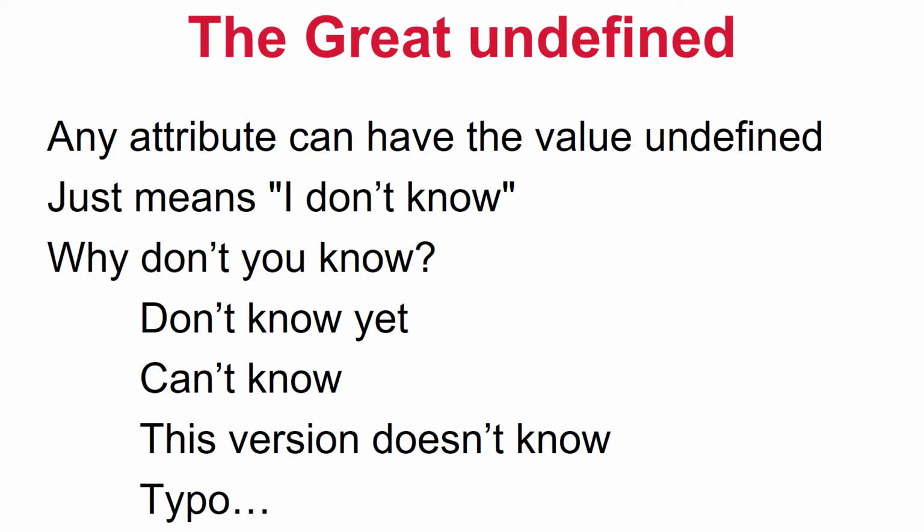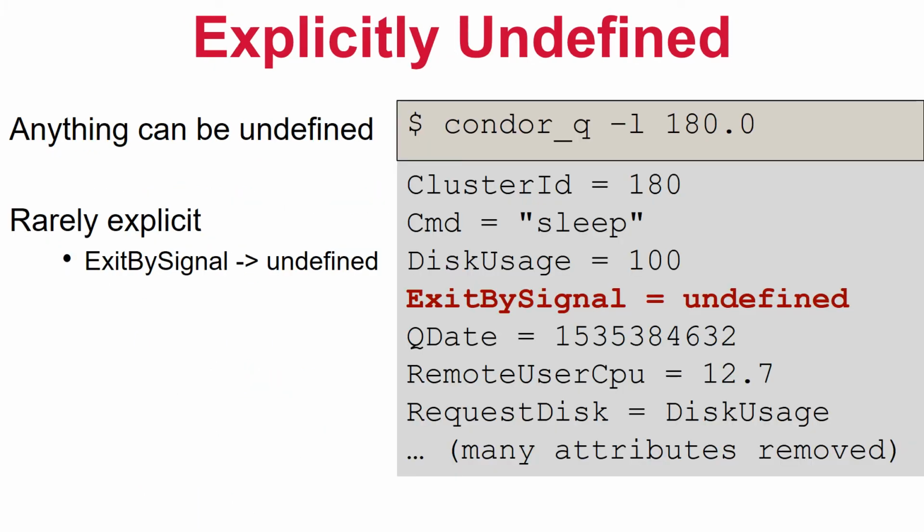Or maybe we are querying an attribute that was newly added to Condor, and the version we happen to be running isn't new enough to support it. All of these things can cause undefined values. We need not worry about this, but we should accept things we don't know and plan accordingly. The explicit syntax for undefined is pretty rare. It's just the word undefined, case insensitive, and again, not quoted.